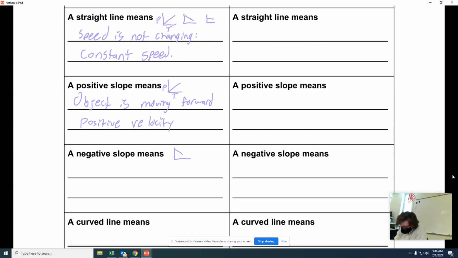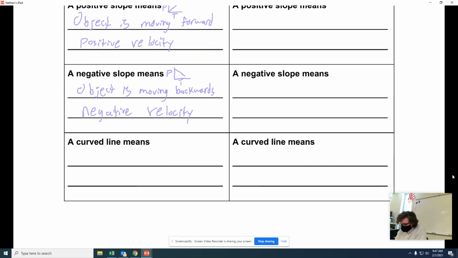On the other hand, we could have a negative slope, which means that our object is moving backwards, or it's moving back to the starting point. We've seen some examples where we have negative slopes. This means that I have a negative velocity. So our object is moving back towards the start.